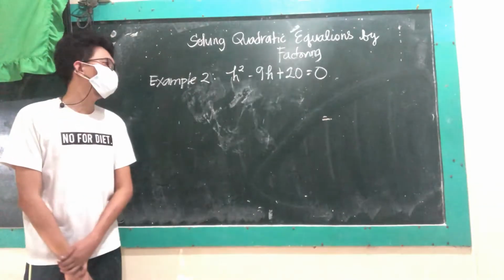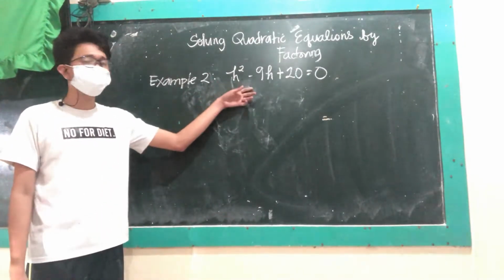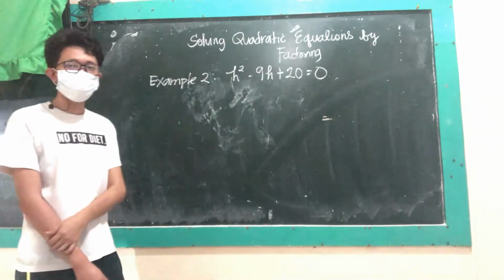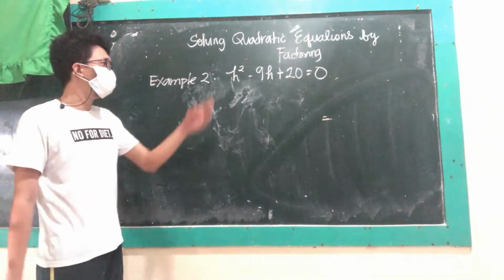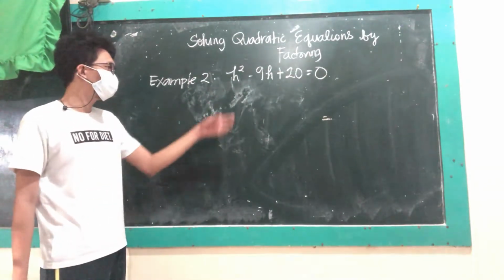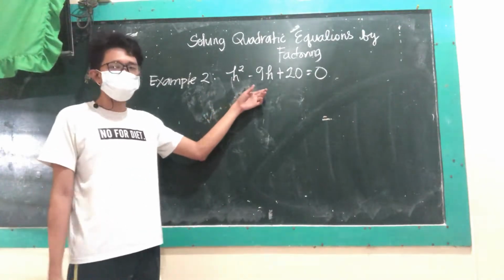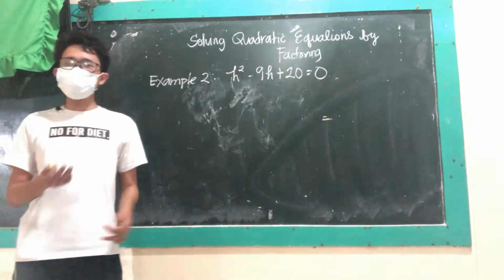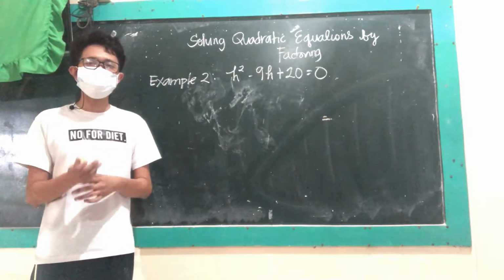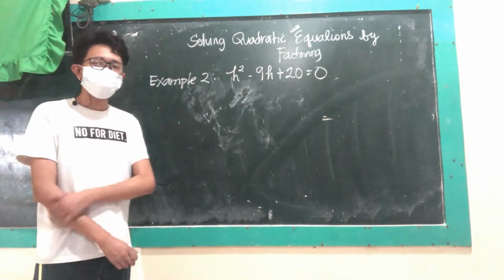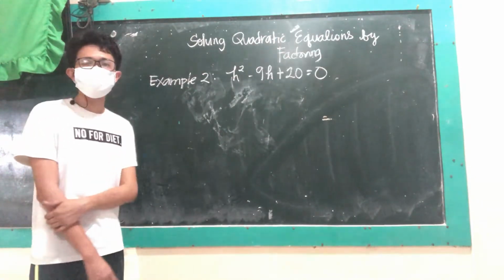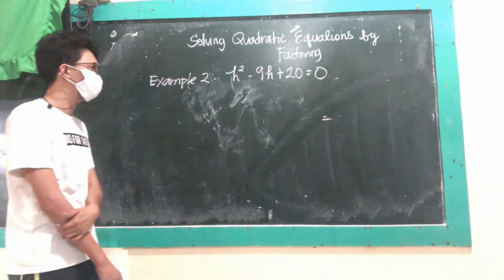So we have example number 2: h squared minus 9h plus 20 is equal to 0. Our trinomial, or our quadratic equation, is considered complete since we have the quadratic term, the linear term, and the constant term. When we say that the quadratic equation is complete, all three terms are present in the equation. So we have this example, h squared minus 9h plus 20 is equal to 0.